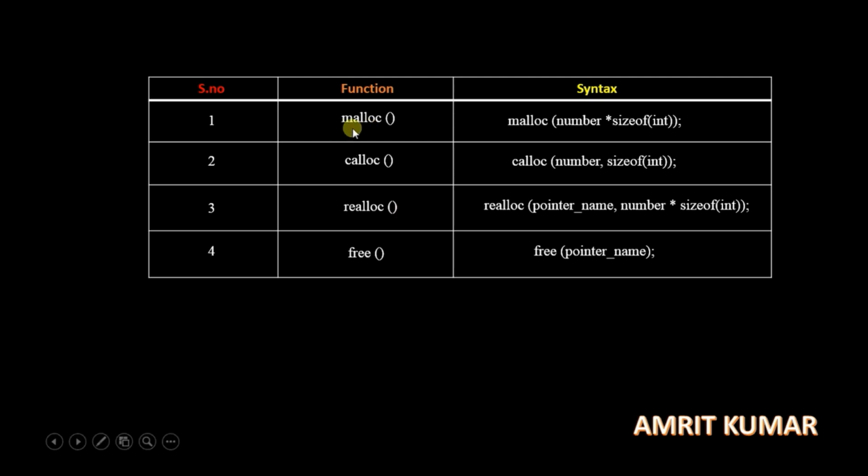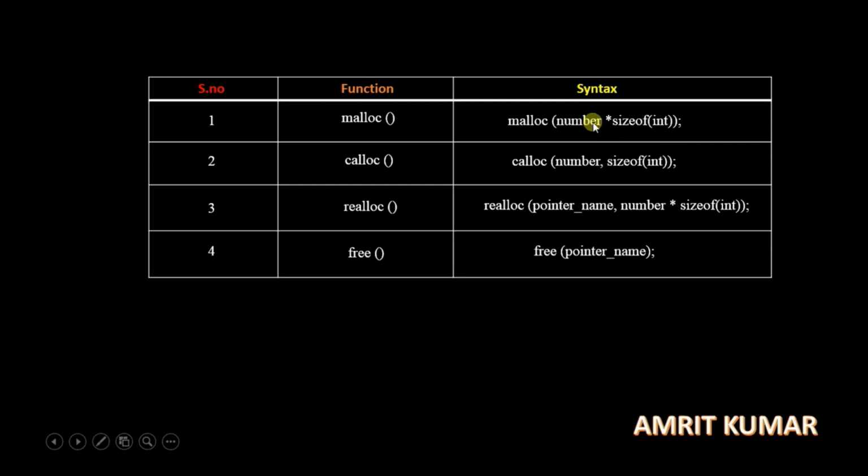So here is the Malloc function. The work of the Malloc function is to allocate a memory space during the execution of the program. You can see the syntax here: I am using the Malloc function, and the number you need to specify is multiplied with asterisk sizeof integer.